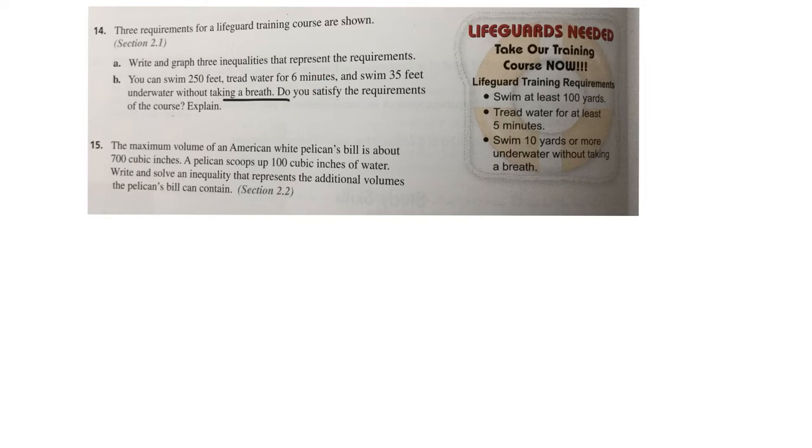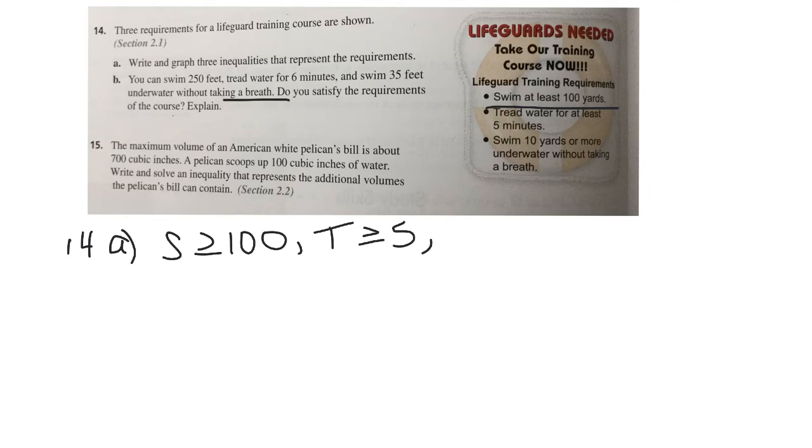So for graph 1, swim at least 100 yards. So at least means 100 yards or more, right? 90 yards would not be good enough. So for swim at least 100 yards, we'll say S is greater than or equal to 100. For tread water for at least 5 minutes, we'll say T, at least again, is greater than or equal to 5. And swim underwater, I'll use U. For 10 yards or more again, U is greater than or equal to 10. And let's look at this on a number line.